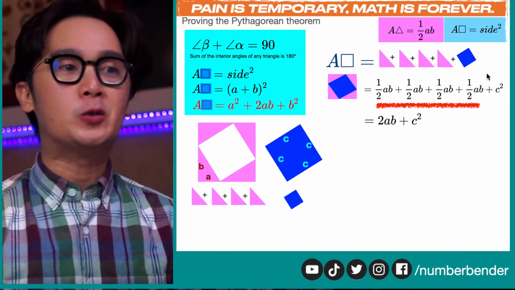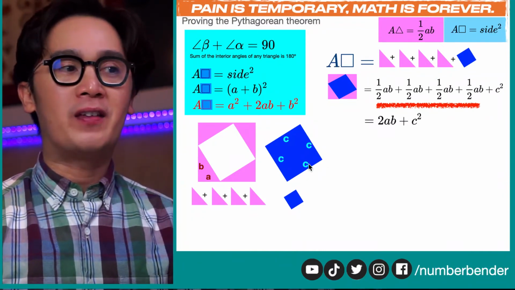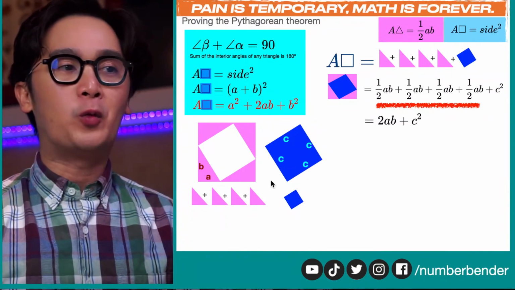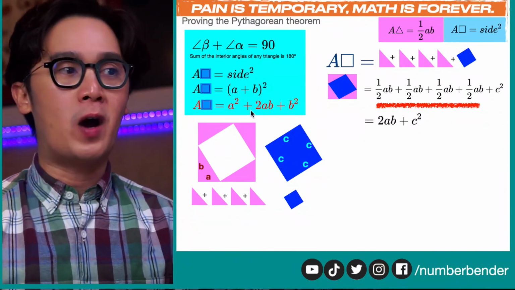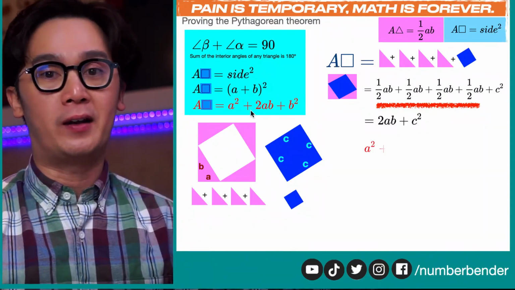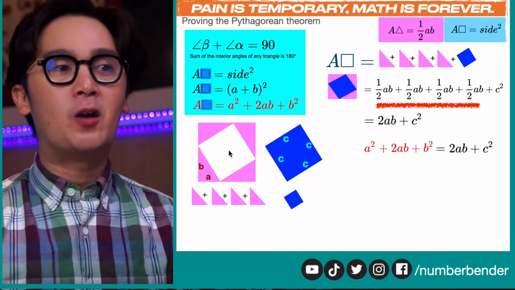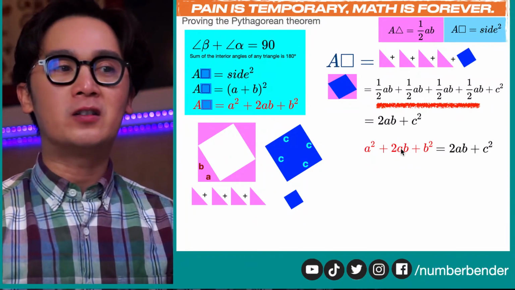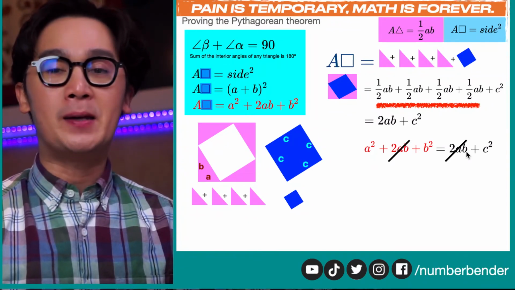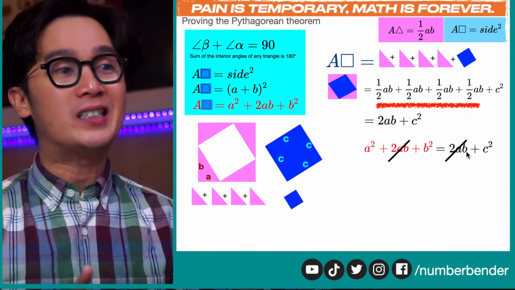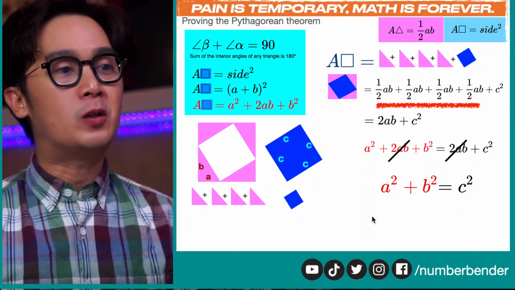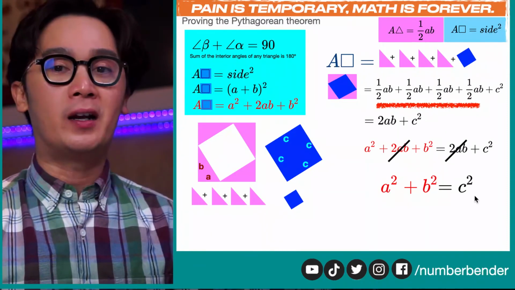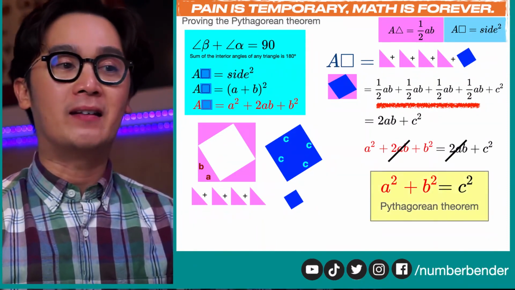And now that we're able to simplify the formula for the area of this figure, we know that this shape is equal to the formula that we calculated a little while ago, which is a squared plus 2ab plus b squared. And by equating them to each other, we can cancel out 2ab and 2ab, and by simplifying our formula, we see a new equation that is quite familiar to all of us, which is a squared plus b squared equals c squared, and we know that this is the Pythagorean theorem.